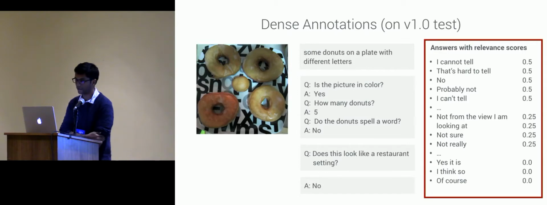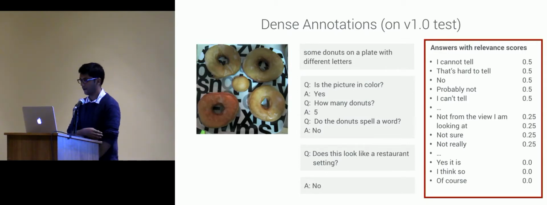And here are relevance scores for the second example that I showed earlier. The ground truth answer that we originally had in the VisDial data set, to the question does this look like a restaurant setting, was no. But when we collected relevance scores for all the 100 candidate answer options, the options that were highly ranked conveyed a fair amount of uncertainty, such as I cannot tell, that's hard to tell, and so on.